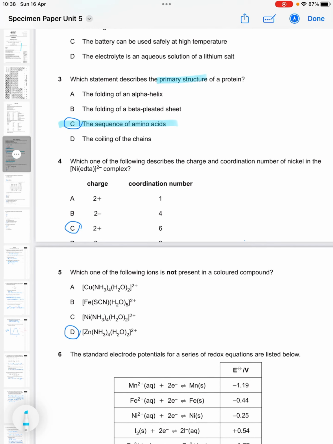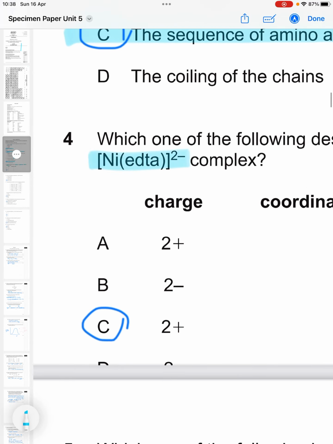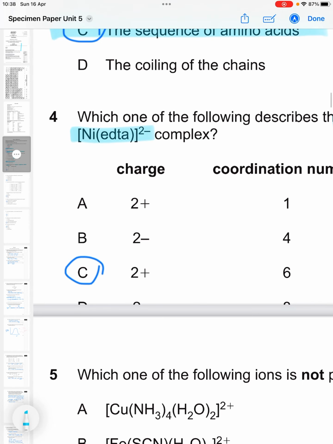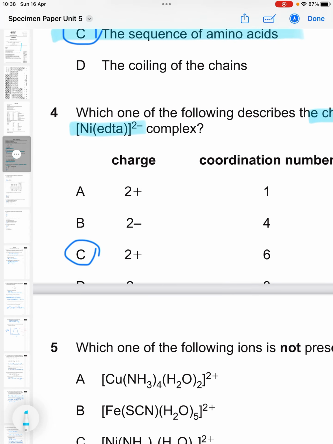Number 4, which one of the following describes the charge and coordination number of nickel in the NiEDTA 2- complex? So we've got a choice here, and I can't actually see D. I don't know what's happened to it. It's disappeared, but it doesn't matter because it's not actually relevant. It's not correct. So for this complex, the coordination number, because it's EDTA, is always going to be 6, and that means that it has to be C, plus 2 for the charge. So EDTA, of course, has a charge of -4, and that's given us +2 altogether.